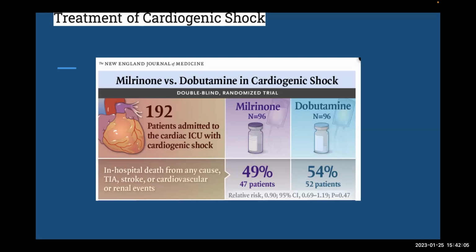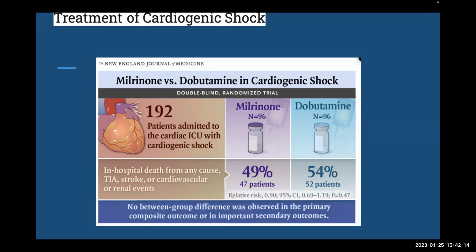In terms of the causes of mortality listed there on the bottom left, there's no statistically significant difference between the 2 drugs. Awesome. So yeah, there's no really big difference.